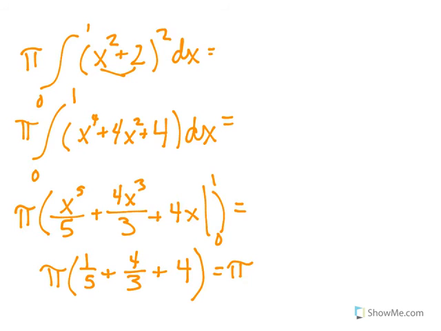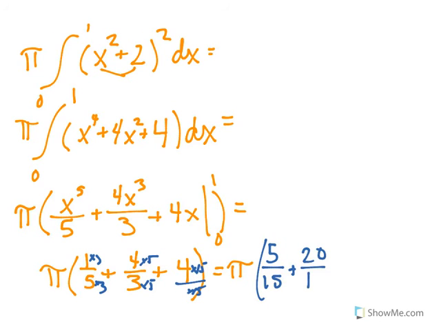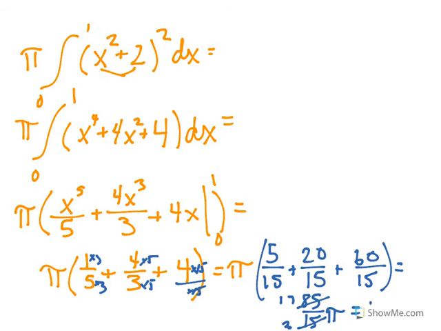I'm going to multiply these by 3, and these by 5, and this by 15. So it's going to be 5 over 15 plus 20 over 15 plus 4 15s, which is 60. So the answer is going to be 85 over 15 pi. You're not required to simplify. If you wanted to, 5 goes into this: 17 over 3 pi. Only simplify if you have to.